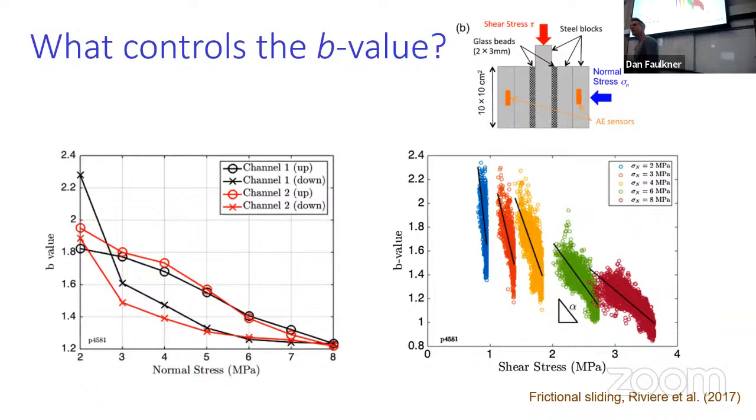So it's the same kind of picture. At low stresses the B value is high, so lots of small events, not very many big ones. And then as we go to higher stresses on our fault, we get lower B values, so more big events, less small events. So that seems to support at least Schultz's idea, I think, about B values.